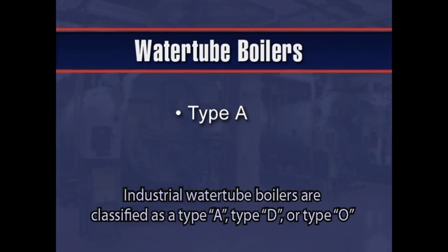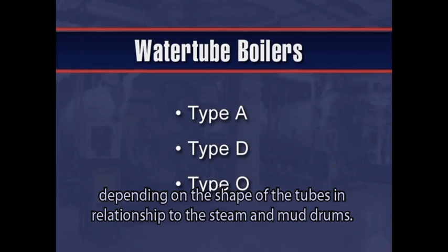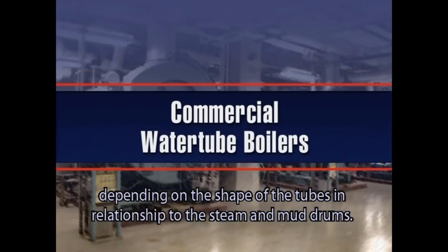Industrial water tube boilers are classified as a Type A, Type D, or Type O, depending on the shape of the tubes in relationship to the steam and mud drum.